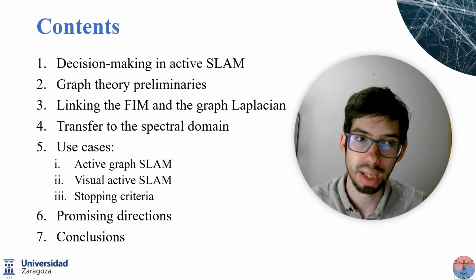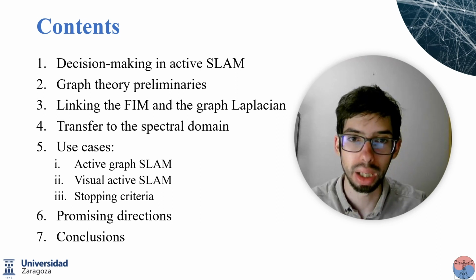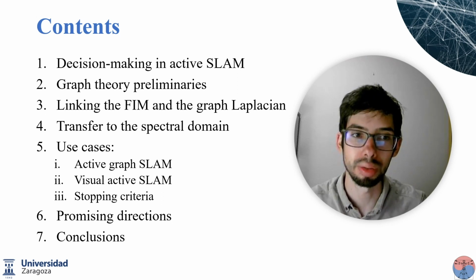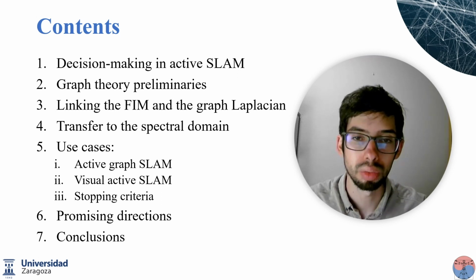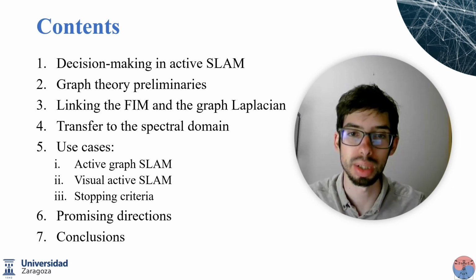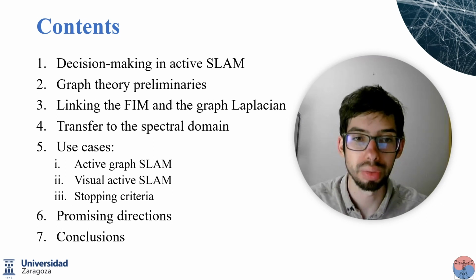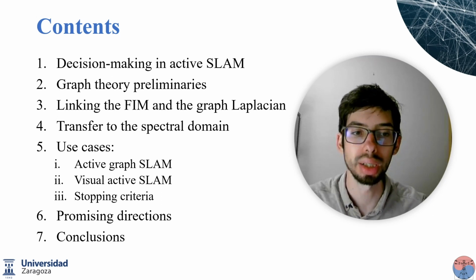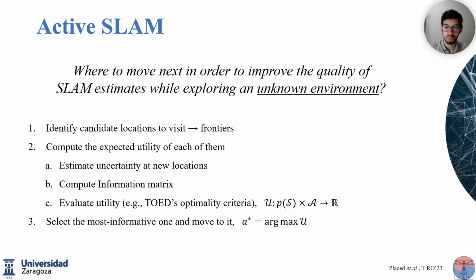In this talk, I discuss the work I've done during part of my PhD about applying graph theory to ActiveSLAM. I will start by briefly introducing this decision-making problem and providing an overview in graph theory. Then, I will present the theoretical contributions we made relating the feature information matrix commonly used to make decisions in ActiveSLAM and the Laplacian matrix of the underlying pose graph. In the final part of this talk, I will present three cases that exemplify the practical implications of our theoretical contributions.